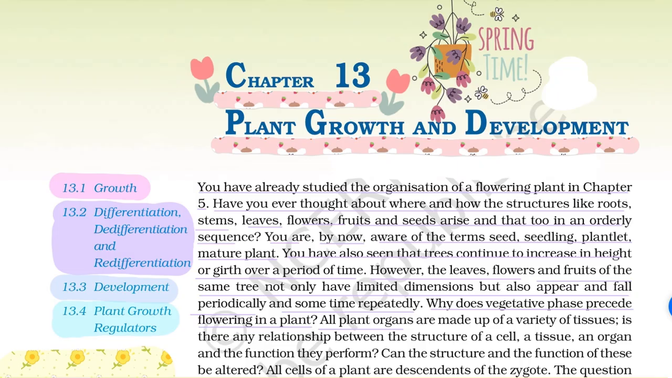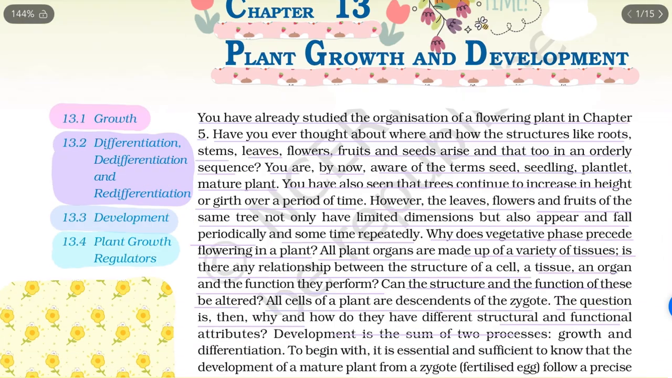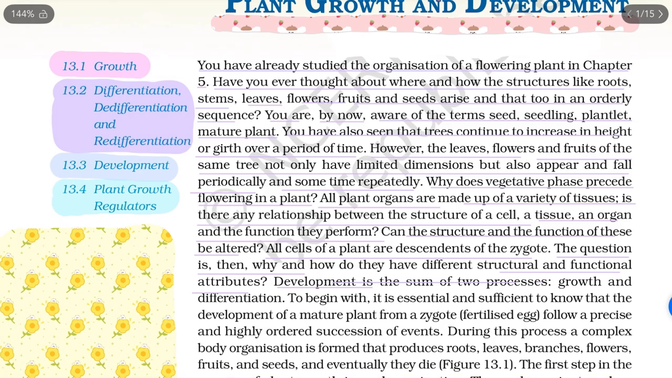All plant organs are made up of a variety of tissues. Is there any relationship between the structure of a cell, a tissue, an organ, and the function they perform? And can the structure and the function of these be altered? All cells of the plant are descendants of the zygote. The question is then why and how do they have different structural and functional attributes. Development is the sum of two processes, growth and differentiation.